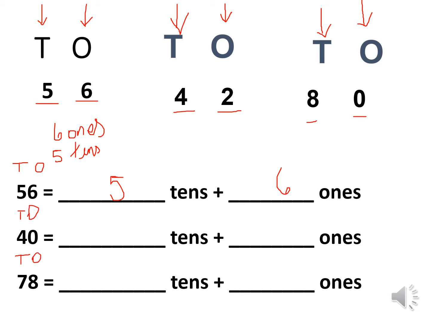In the number 40, how many tens do we have? We have 4 tens and 0 ones. In the number 78, we have 7 tens and 8 ones.